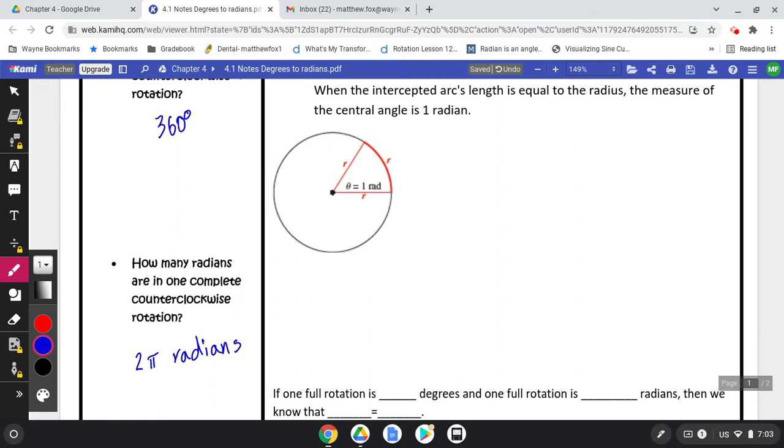So if we think about it, we've got the first one right there, then 2, 3, 4, and obviously I'm estimating this, but 5, 6, and then this little chunk, the 0.28. So 2 pi radians.